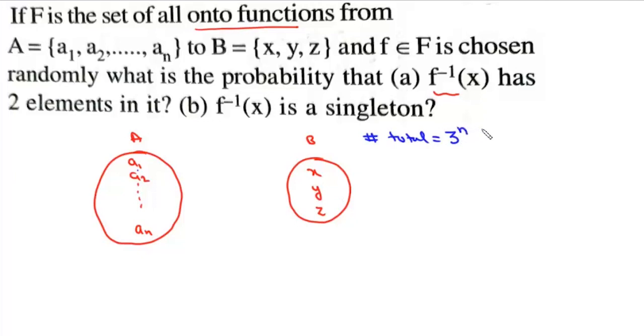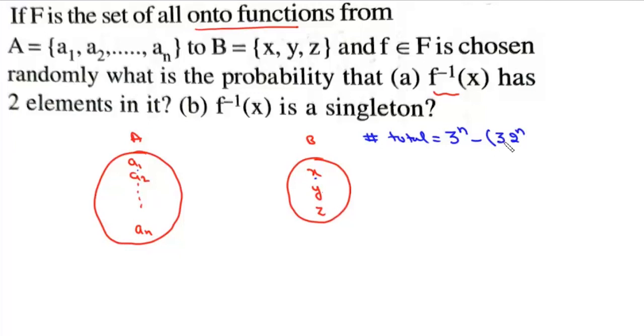So total number of functions that can be defined from A to B will be 3 to the power n. Now minus this first case when x is missing. So it will be this 2 to the power n. For y is missing, again 2 to the power n. For z is missing, 2 to the power n.